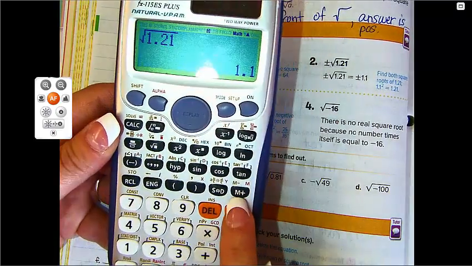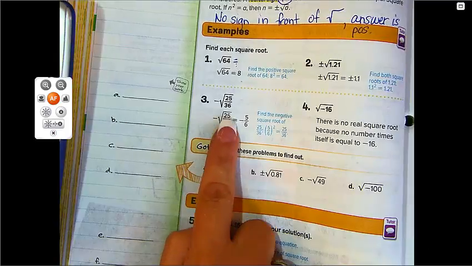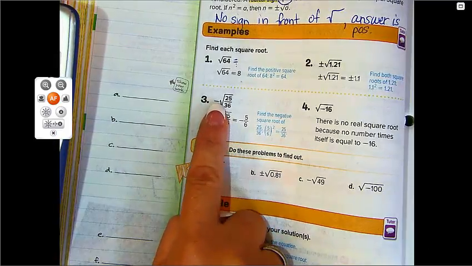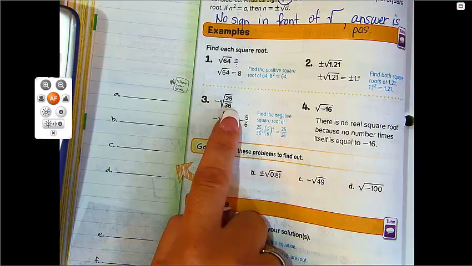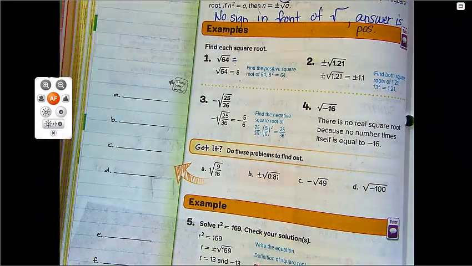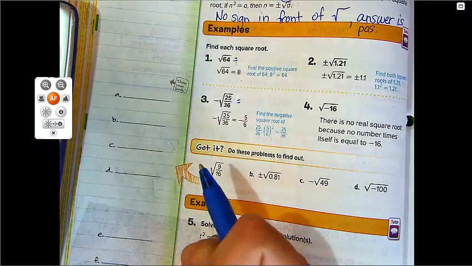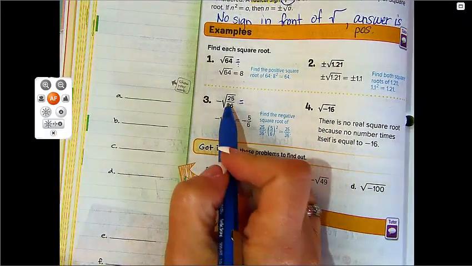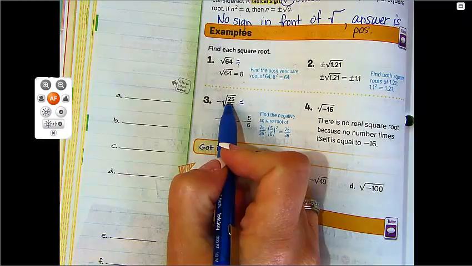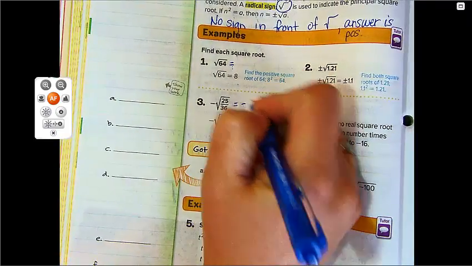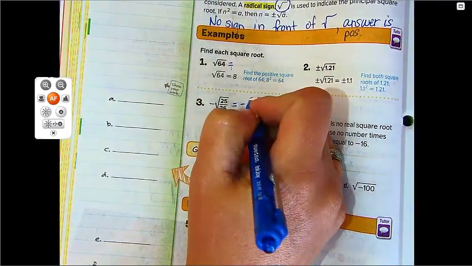Okay? So now let's look at this next one. I want to do the negative square root, because it has a negative sign in front of it. I want the negative number that when multiplied together gives me 25/36. Well, I can do this one of two ways. I can either do it on my calculator, which I've already showed you how to do, or you can just say, what is the square root of 25? What two numbers multiplied together give me 25? Well, the answer is 5.